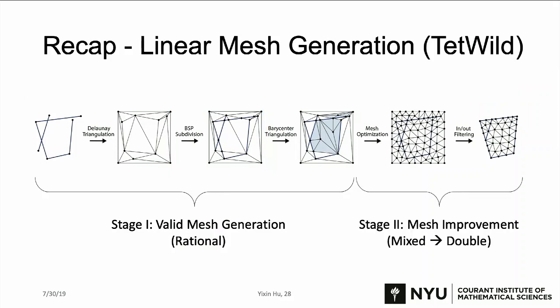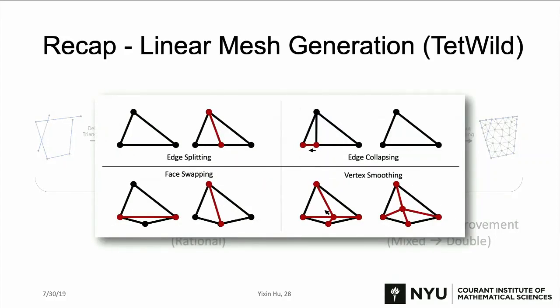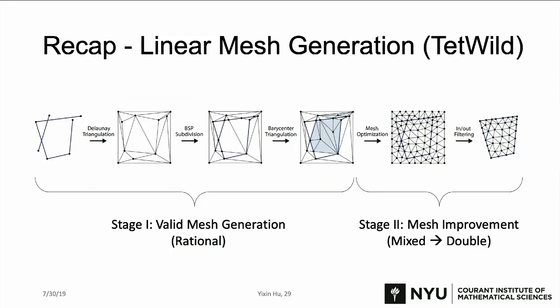The second stage is mesh improvement. We use four operations to optimize mesh quality. They are edge splitting, edge collapsing, face swapping, and vertex smoothing. In this stage, we ensure all elements are valid, that is, non-inverted, and we ensure all boundaries are staying inside the epsilon envelope. As the mesh quality improves, we can then gradually round all rational coordinates into floating point. And in the end, we can get a valid high-quality output in floating point.